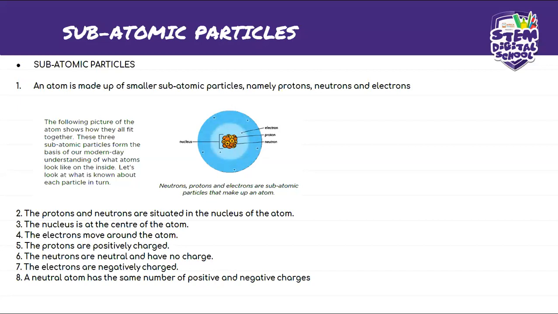As you can see, they are negative. Then the protons are positively charged. As we can see, they are inside the nucleus. The neutrons are neutral and have no charge, and then the electrons are negatively charged. Okay. Then a neutral atom has the same number of positive and negative charges. So let's take note. Because they are neutral, then it means the number of electrons and the number of protons are the same.